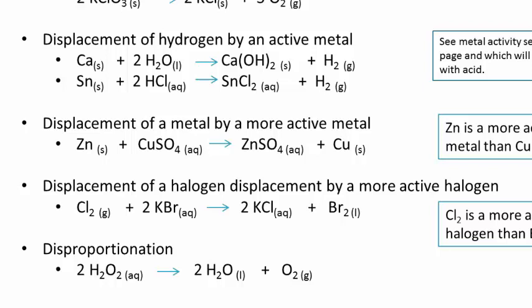Again, chlorine is more reactive and wants to be in its ionic form, whereas bromide or bromine would rather be in the bromine form if given the chance compared to chlorine. So chlorine is more reactive than bromine.